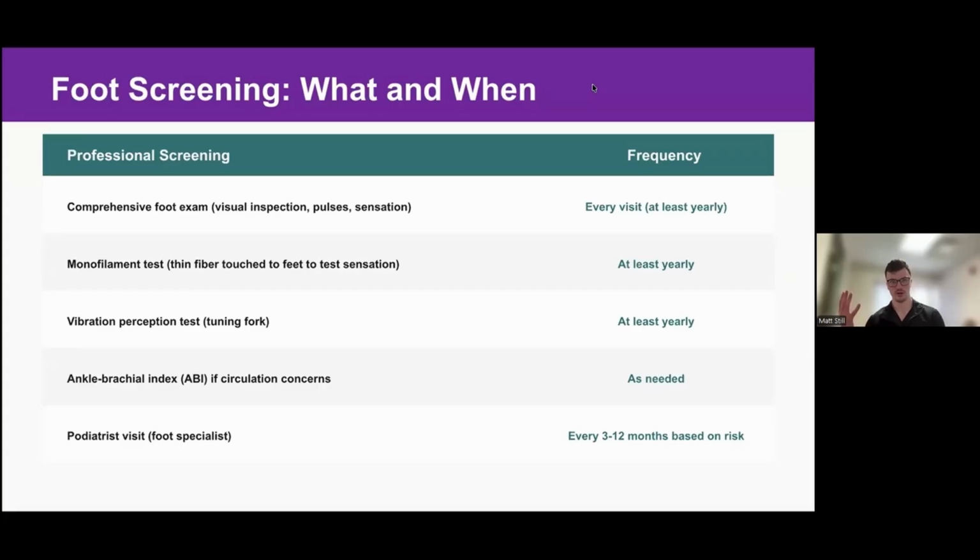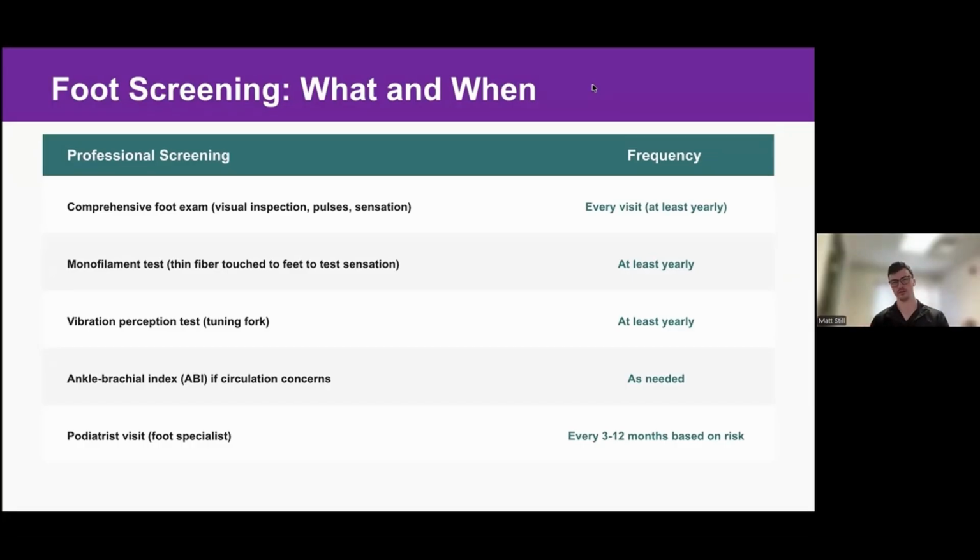Some patients will also undergo a vibration test. We use a tuning fork. I don't do this as commonly as the monofilament test. I definitely do the monofilament test, and I think it's a little bit easier. Some patients may warrant what's called an ABI, or an ankle brachial index. This is a fancy term that basically just looks at the integrity of your blood vessels in your legs. And if there's some abnormalities, you may need to see a vascular physician who may try to remove some of those blockages that could have been deposited there from diabetes or high cholesterol.